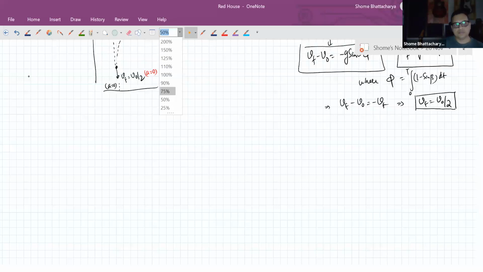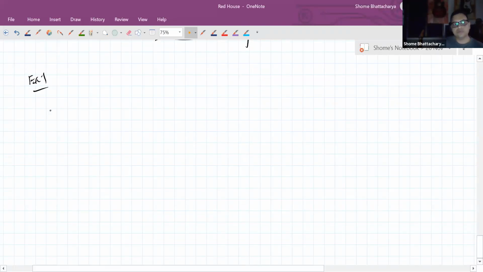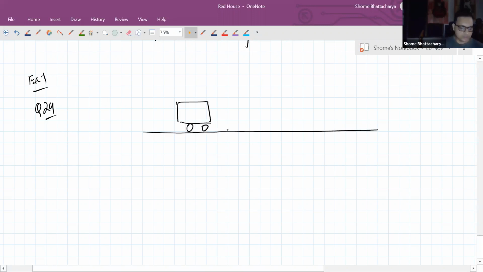So it says, exercise 1 from the module, question 29. So 3 or 4 people have asked this question, so I'm winding up with this today. Between the car and the ground, the coefficient of friction is mu. We have to find out the minimum time in which the car can cover a given displacement of s. The minimum time in which the car can cover a distance of x.